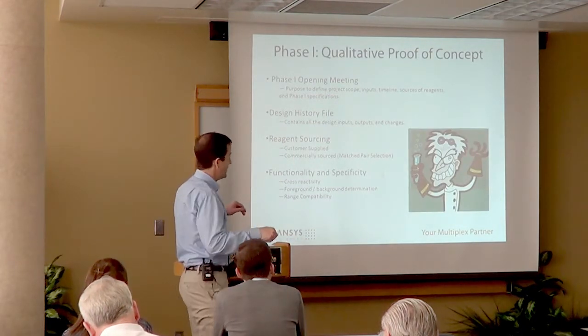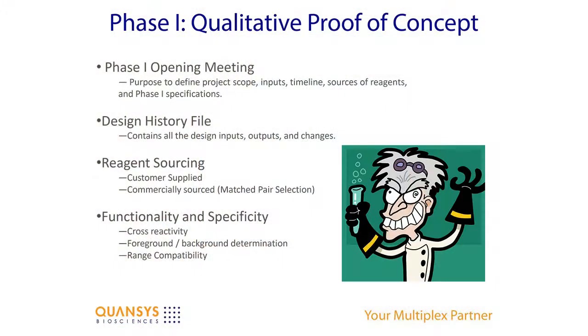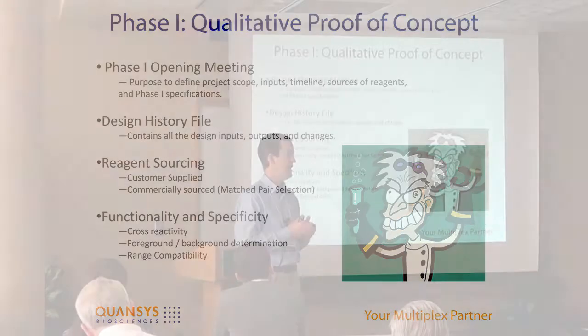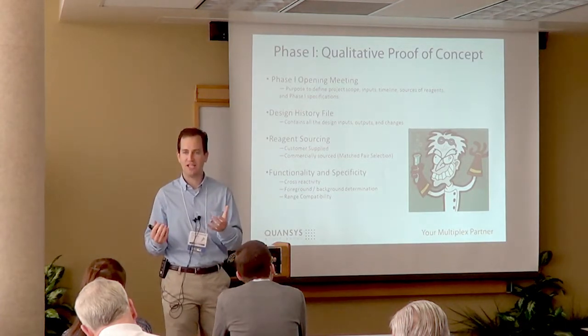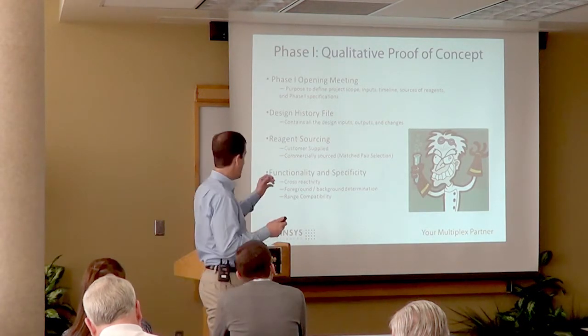Phase 1. We are mad scientists in phase 1. We start off with this opening meeting, and in this opening meeting, we get the requirements from the customer. I would like to build an assay for X, Y, and Z. Can you build an assay for X, Y, and Z? And we say, let's see. And for X, Y, and Z, what are your requirements?